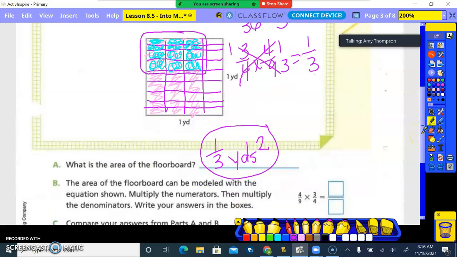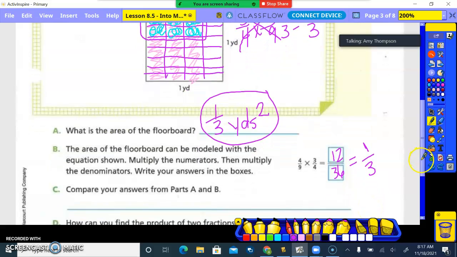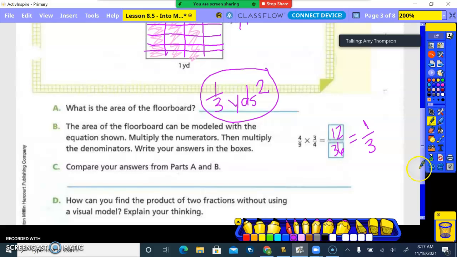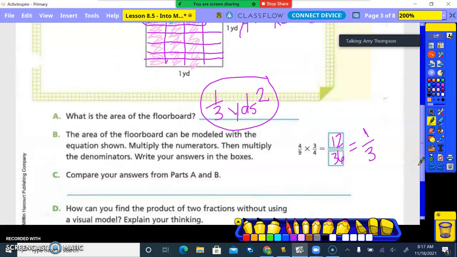Okay, so the area of the floorboard can be modeled with the equation shown. Multiply the numerators, then multiply the denominators. Write your answers in the box. So we got 12/36, right? But then I also make you guys simplify, and we know that that becomes 1/3, okay? So compare your answers from parts A and B. So do we get the same thing? Right, so they are the same.